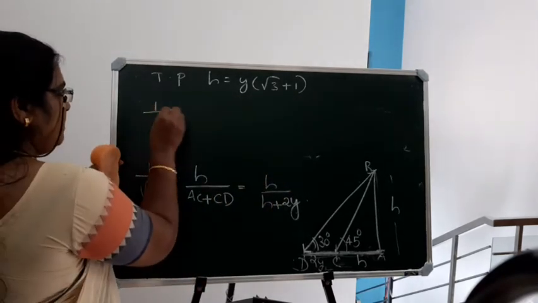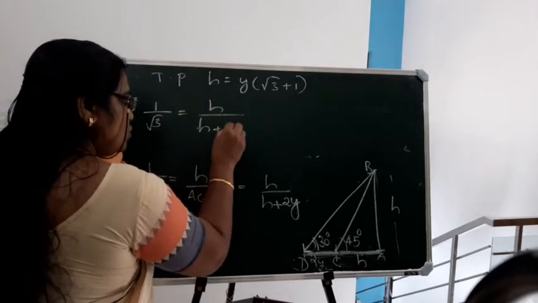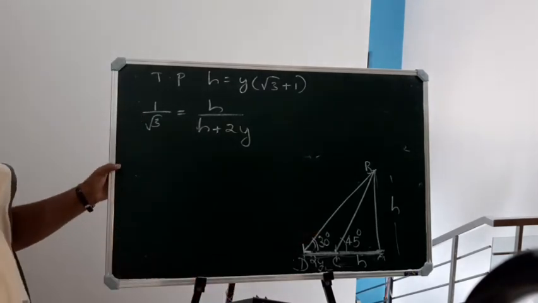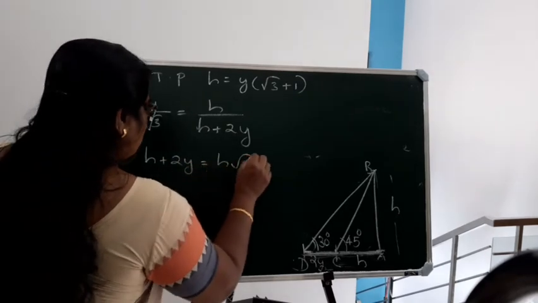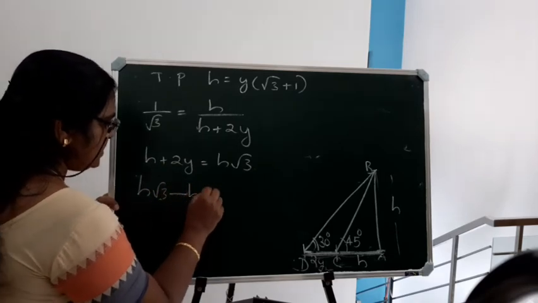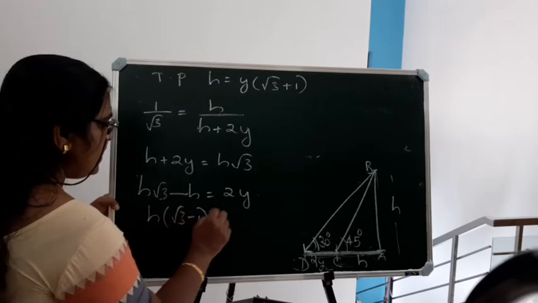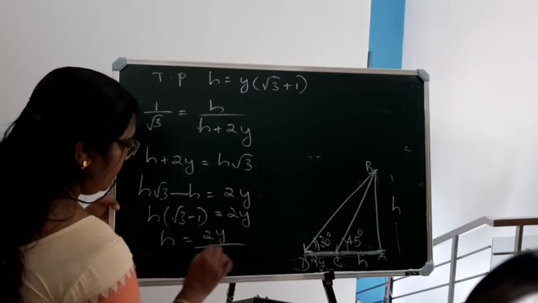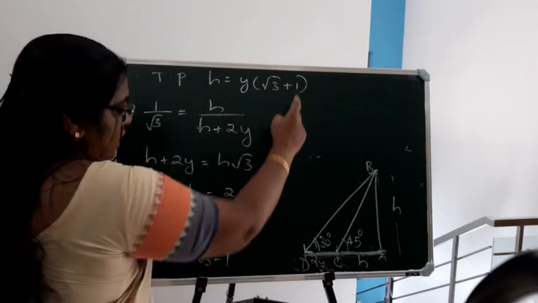Now to simplify and find h: 1 by root 3 is equal to h by h plus 2y. Cross multiply. h plus 2y is equal to h root 3. Collect h terms on one side: h root 3 minus h is equal to 2y. Take h common: h into root 3 minus 1 is equal to 2y. And h is equal to 2y divided by root 3 minus 1. But our answer is y into root 3 plus 1.